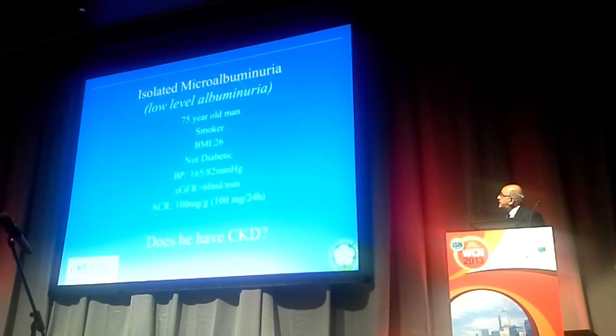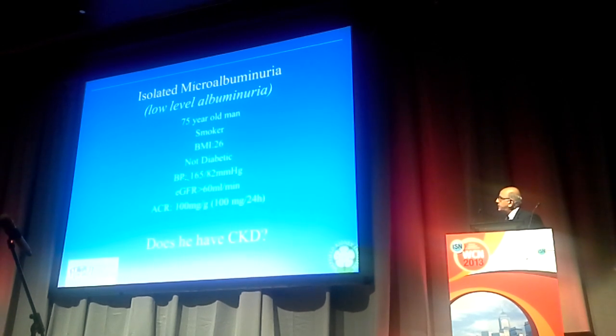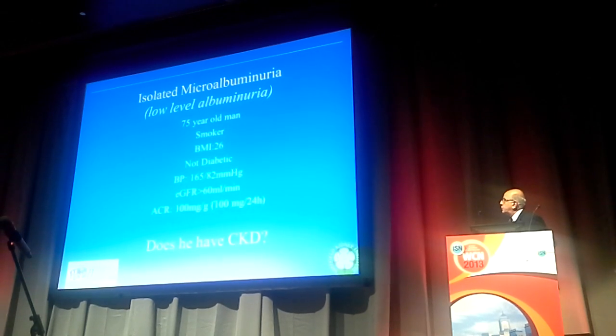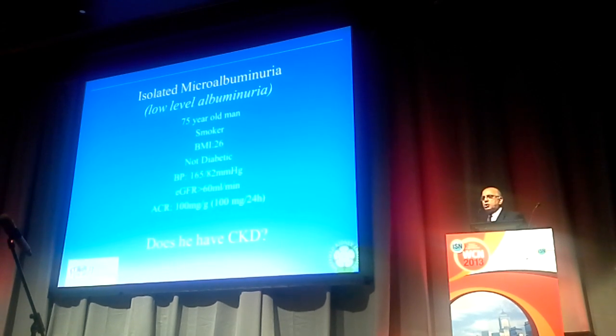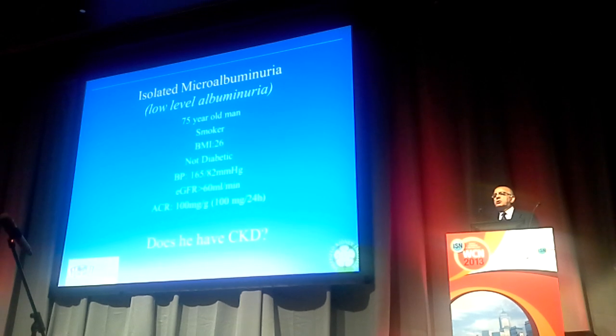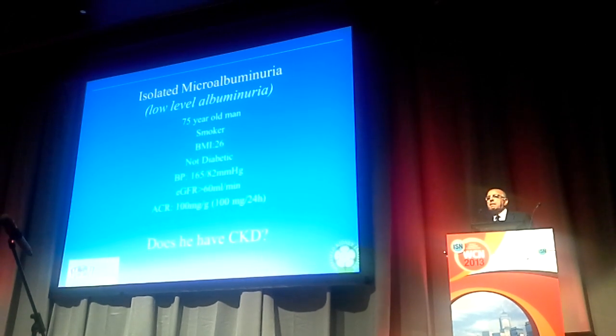Take this example: 75-year-old, not diabetic, systolic hypertension as you would expect from a 75-year-old, normal GFR, albumin creatinine ratio of 100 milligram per 24 hours. So a show of hands, who in the audience will tell this patient that he has CKD?